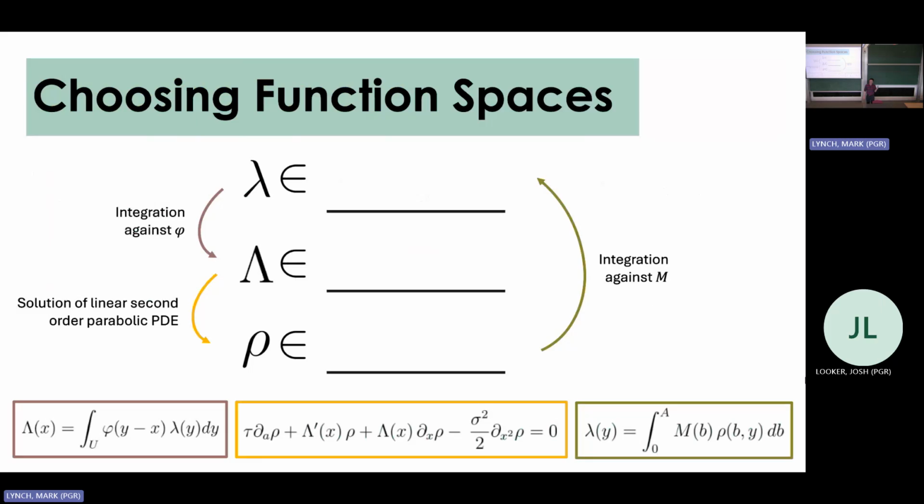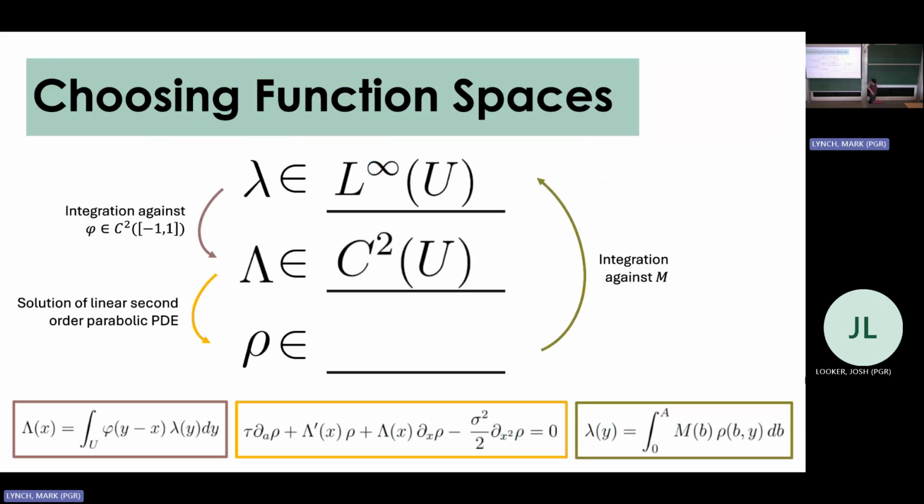So we need to be able to swap an x derivative and a y integral, which means that little lambda has to be in L infinity so that we can differentiate this. If little lambda is in L infinity and we assume that the interaction function is smooth, then capital lambda is also going to be twice continuously differentiable, and then we can apply some relatively standard theorems, because this is a nice linear PDE, to say that this PDE has a solution.